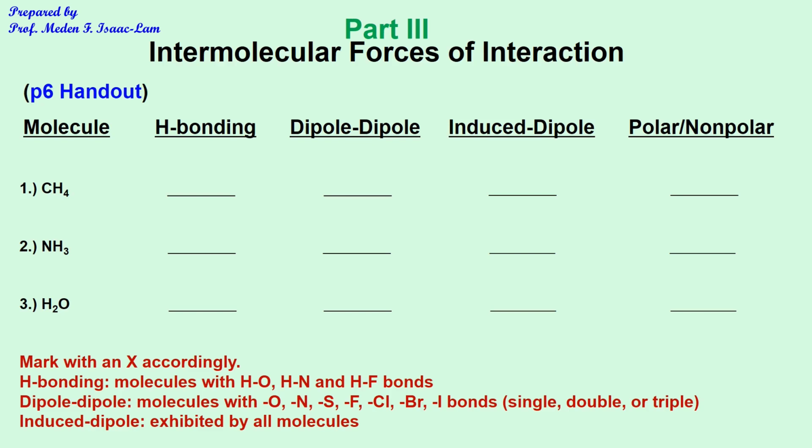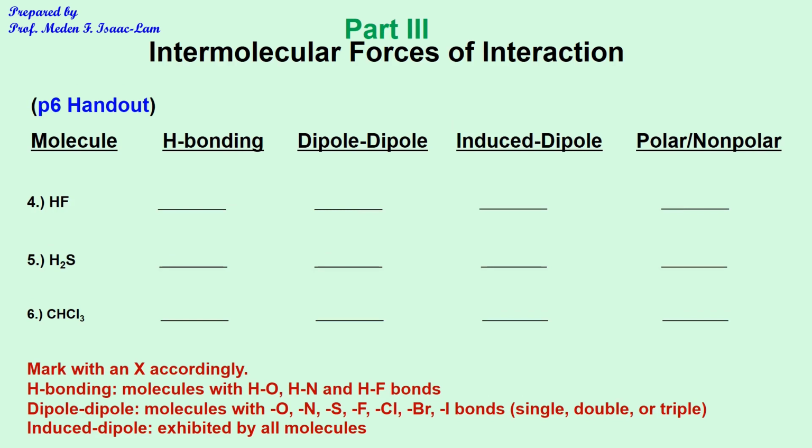It's bent. Therefore, it's going to be a polar structure, polar molecule. Now, next group of examples: HF, H2S, CHCl3. Again, because all molecules exhibit induced dipole, you're going to mark with an X the third column, induced dipole, for all of these examples. So now let's go to H bonding.